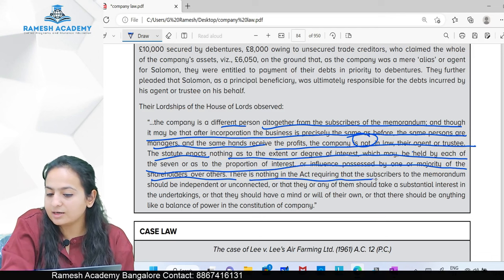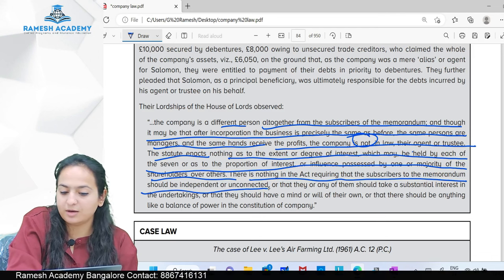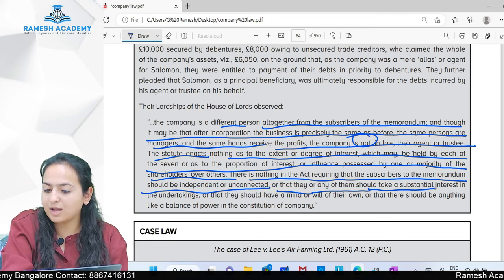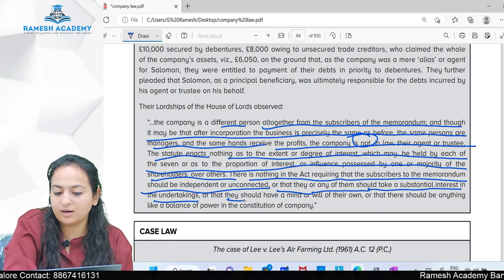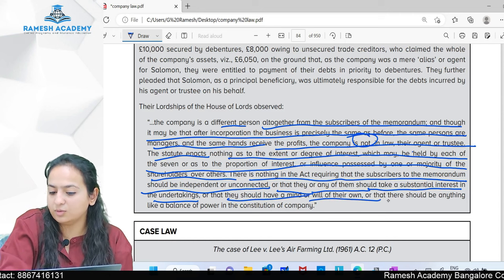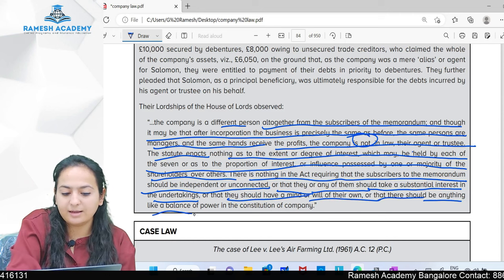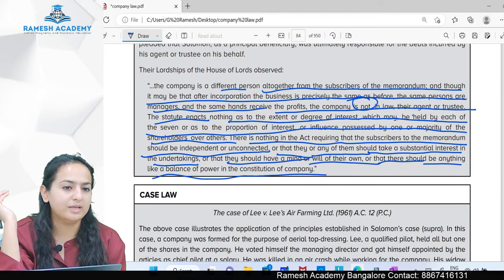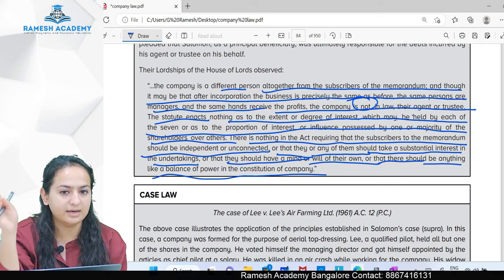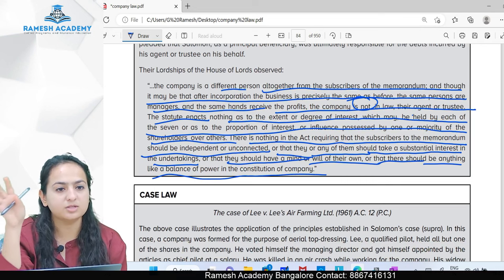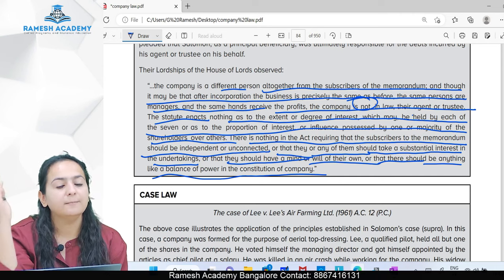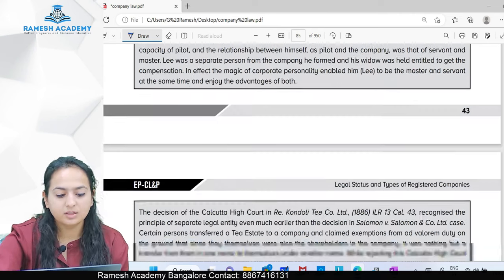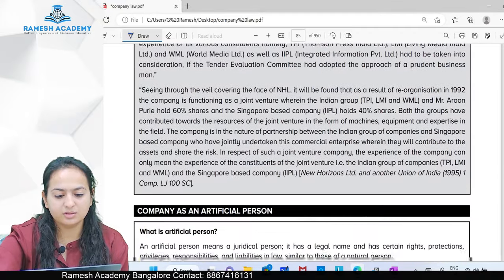There is nothing in the Act requiring that the subscribers to the MOA should be independent or unconnected, or that they or any of them should take a substantial interest in the undertaking, or that they should have a mind or will of their own, or that there should be anything like a balance of power in the constitution of the company. So the decision simply was that the company, once incorporated, is a separate legal entity from the persons who are the shareholders who have subscribed to the MOA. Then leave this case law, it is not important. This also you can leave.